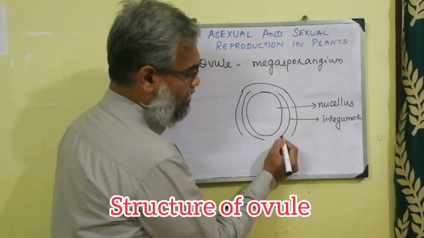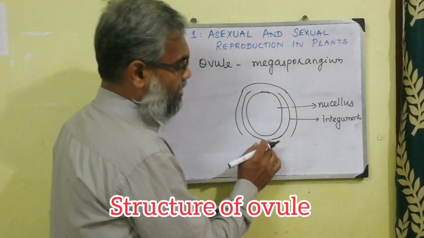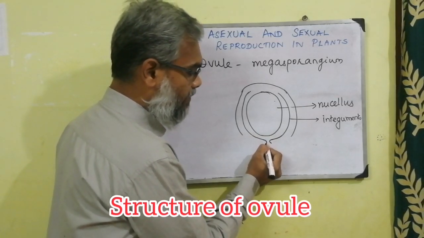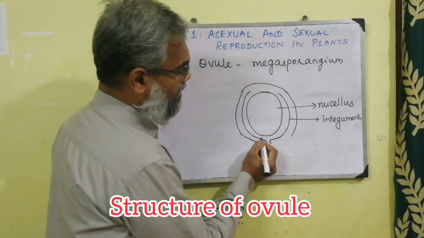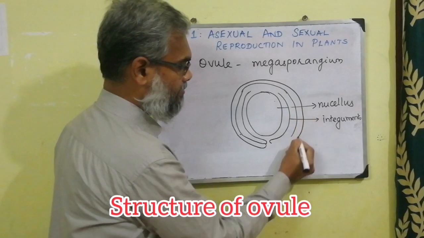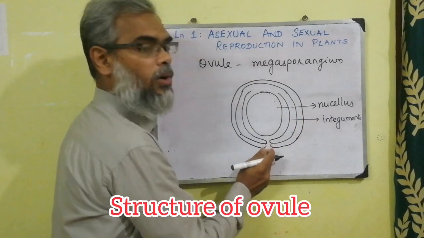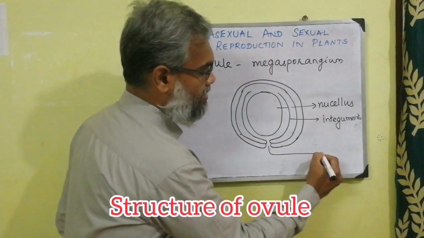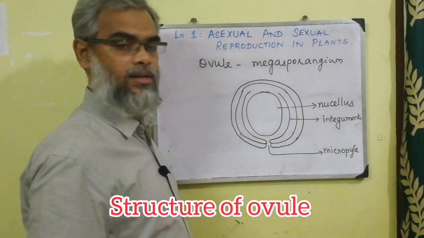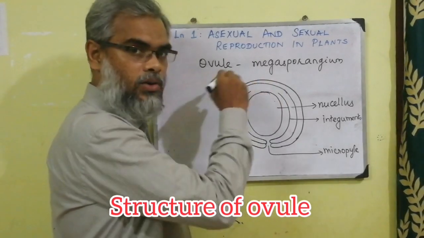As I said already, this is an inverted diagram. At the top, at this side of the integument, there will be a free space, an opening at the top. This opening is said to be the micropyle.